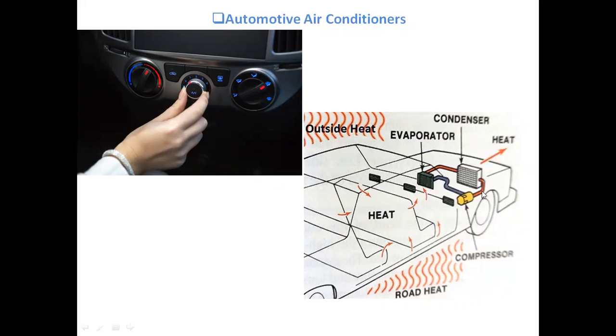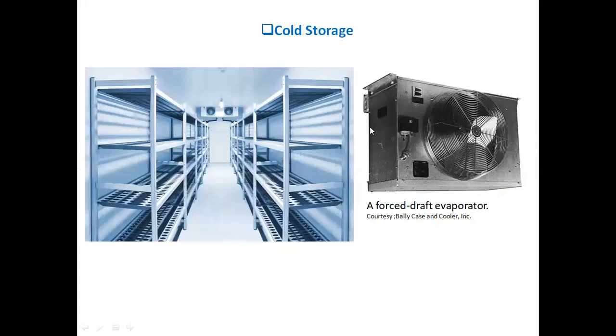Again you can observe the vapor compression refrigeration cycle here: compressor, condenser, evaporator, and expansion valve near the evaporator. The air after the evaporator is circulated in the room in order to take the load from the various sources discussed earlier. So this is the application of refrigeration and air conditioning in automotive cars.